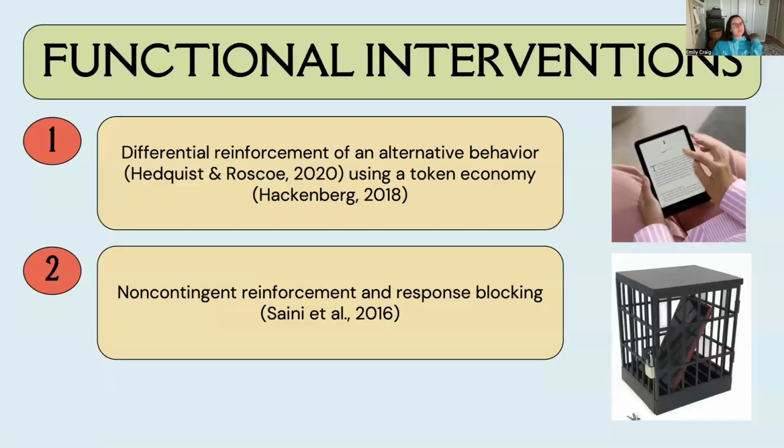So for my two interventions, the first one would be differential reinforcement of an alternative behavior, or DRA for short, and using a token economy. Pretty much for this one, she would be reinforced for every instance that she uses her Kindle instead of using her phone. This is because the Kindle would hopefully serve the same sensory function that she's wanting to obtain from a phone because it's also a screen.